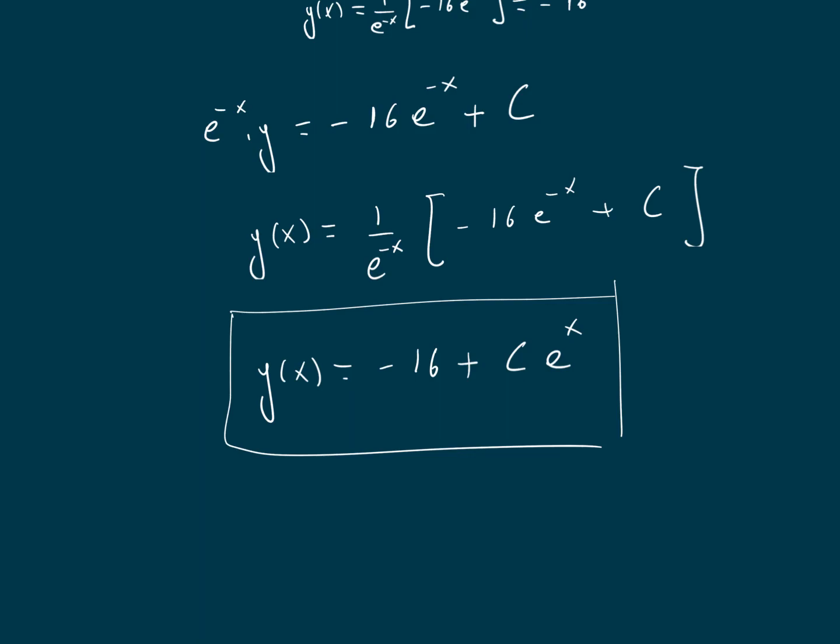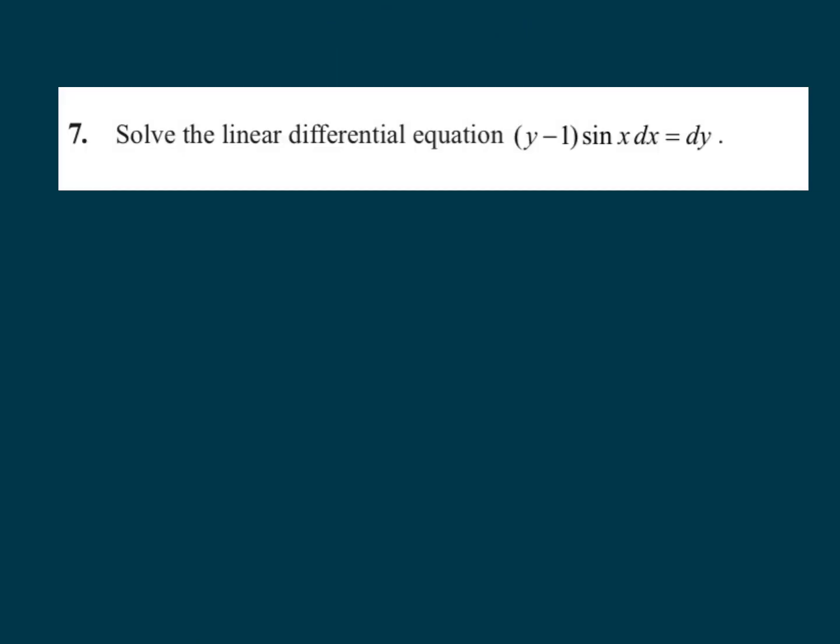So pay attention that when you do the integrating factor, you don't need to add the c, but at the end you need to add a c, okay? This is the solution. Now we go to problem 7, where we solve the linear differential equation y minus 1 sine of x dx equals dy. Wow, this doesn't look like the standard form, so we need to convert it to the standard form.